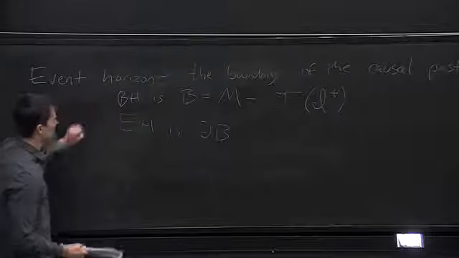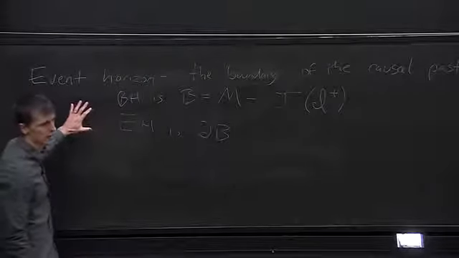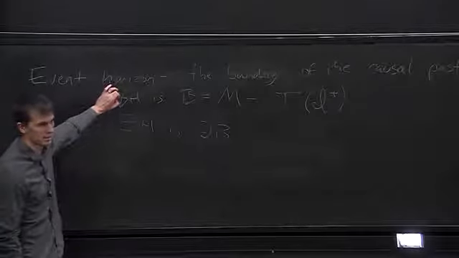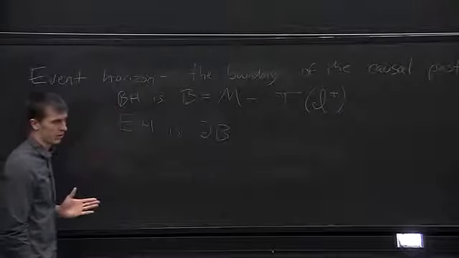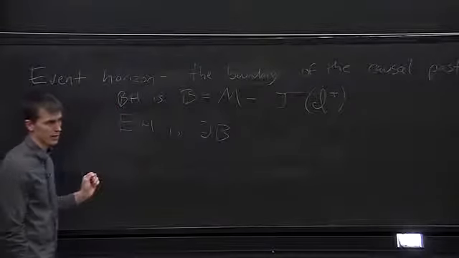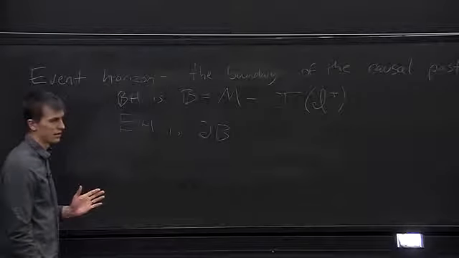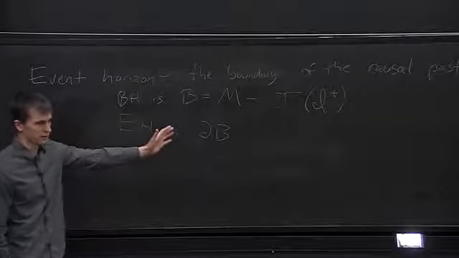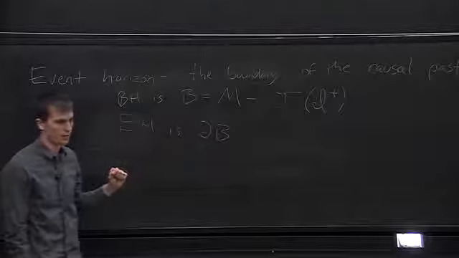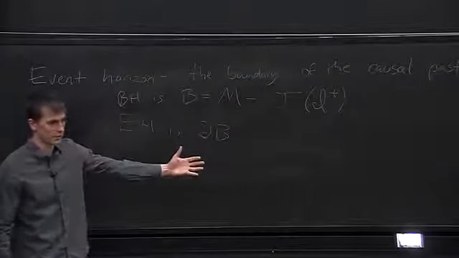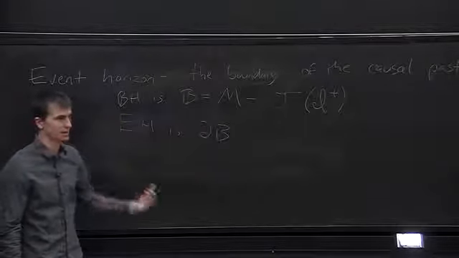So less formally, if we want to determine where the event horizon is, we follow light rays from the vicinity of our black hole, and the ones that can escape to infinity, that's future null infinity for light rays, are outside the event horizon, and the ones that can't escape are inside the event horizon.